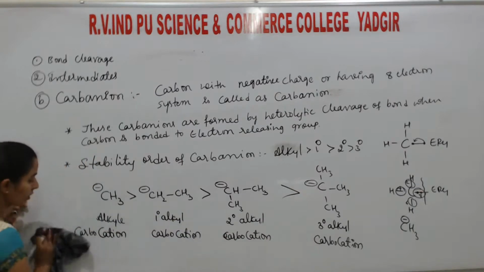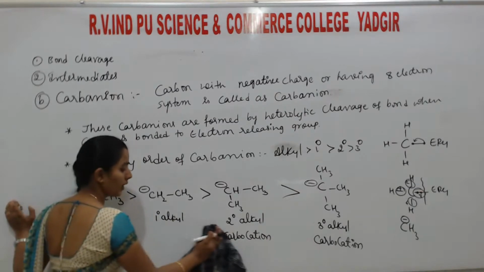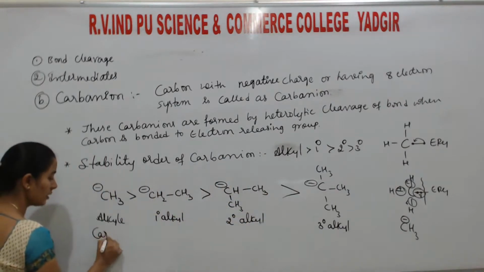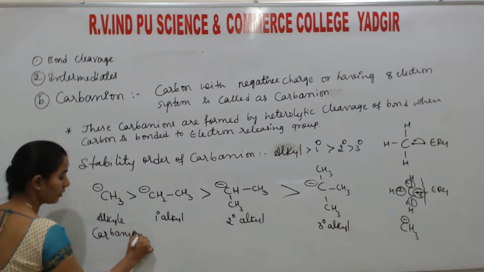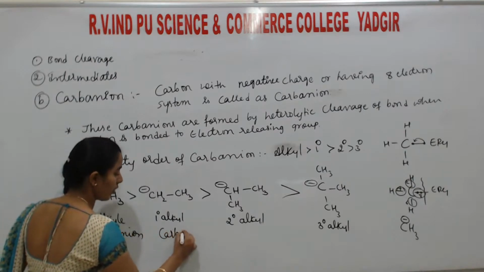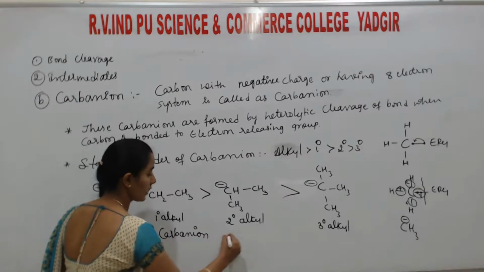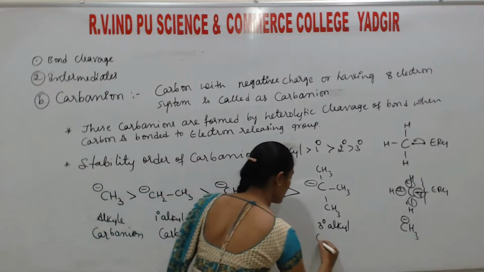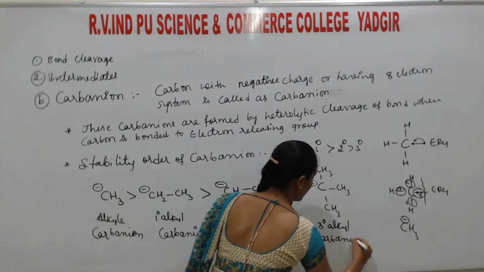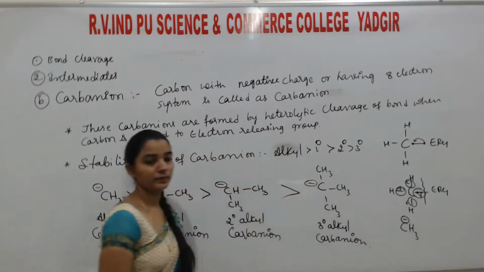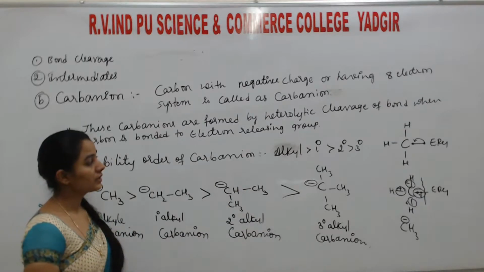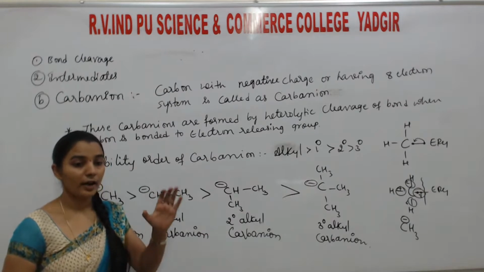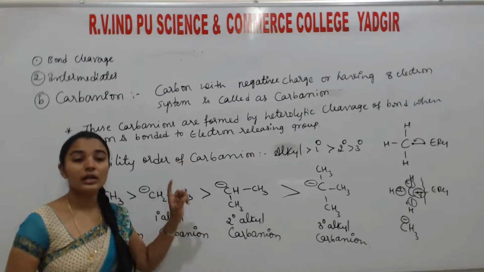So instead of this, students, you just replace it with primary, secondary, and tertiary only. Only the changes are here. Carbon ion. This is a primary carbon ion. This is a secondary carbon ion. This is a tertiary carbon ion. Understand? So this is all about the intermediates formed in the reaction mechanism due to the cleavage.